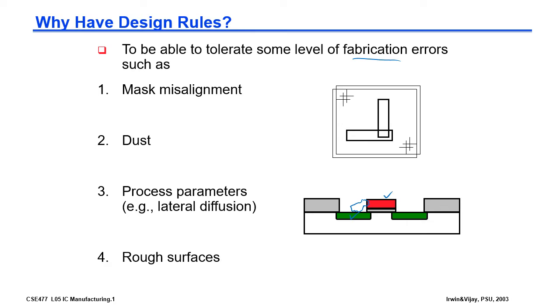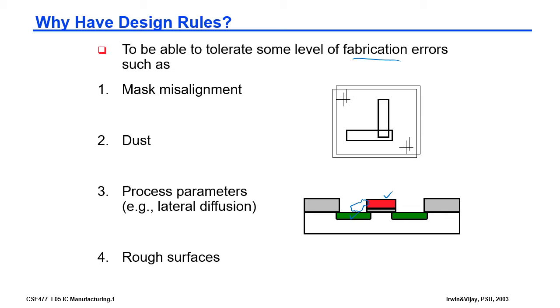And then process parameters, for example, the lateral diffusion. You need to observe the process parameters, such as how much is the minimum diffusion layer, and so on. So it will give you some errors there. So please follow exactly and accordingly.